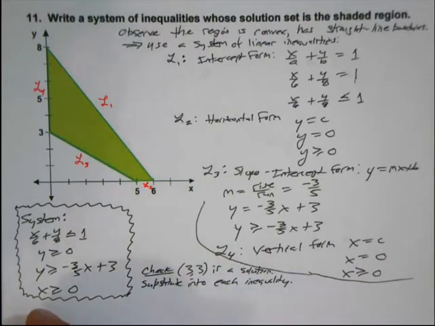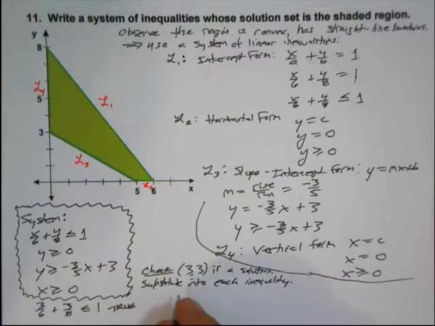Here we go. Let's take the first one. 3/6 plus 3/8, less than or equal to 1. Well, let's see. 3/6 is really 1/2, so that's 4/8. 4/8 and 3/8 is 7/8 altogether. 7/8 is less than 1. True.